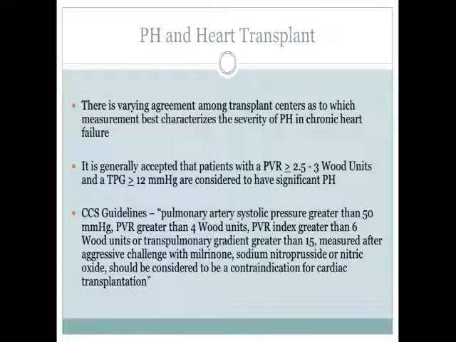And currently the CCS guidelines have cutoffs for contraindications to cardiac transplant. So patients with PA systolic pressures greater than 50, a PVR greater than 4, and a transpulmonary gradient greater than 15 after being challenged with vasodilators like milrinone, nitric oxide, etc., are considered to be a contraindication for cardiac surgery. A lot of these studies were so old that the online versions weren't even available, but that's kind of what's agreed upon right now.